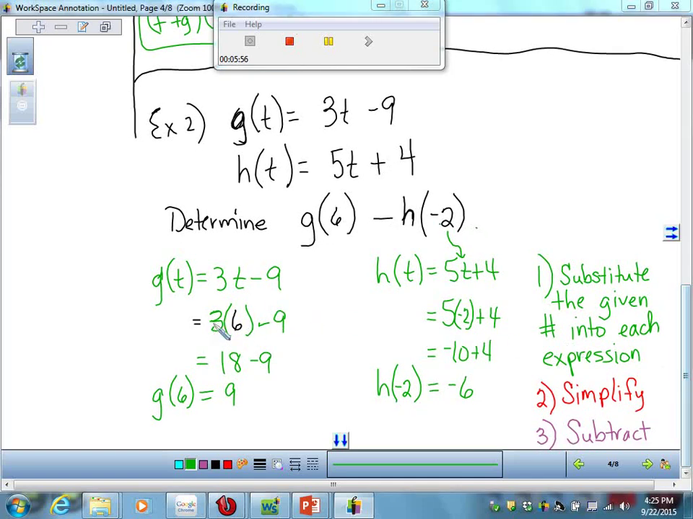So step 1, I substituted in. Step 2, I simplified. So starting right here is where we simplified.